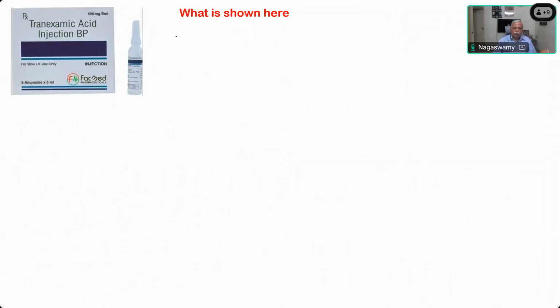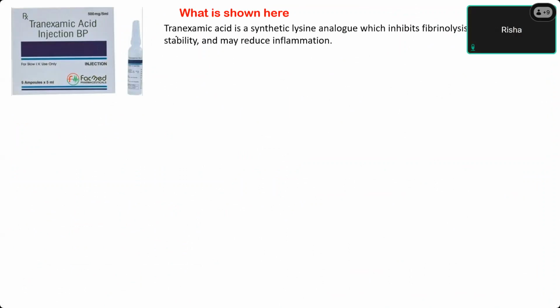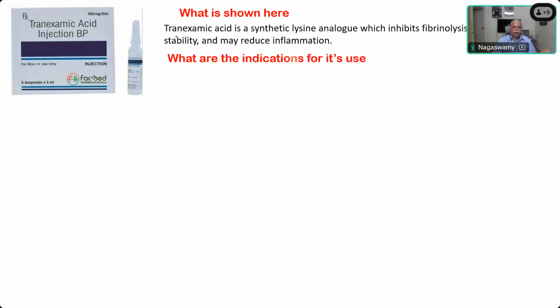What is the antifibrinolytic ampule tranexamic acid? Tranexamic acid is a synthetic lysine analog, which inhibits fibrinolysis, promotes clot stability, and may reduce inflammation. Okay. What are the indications for its use?